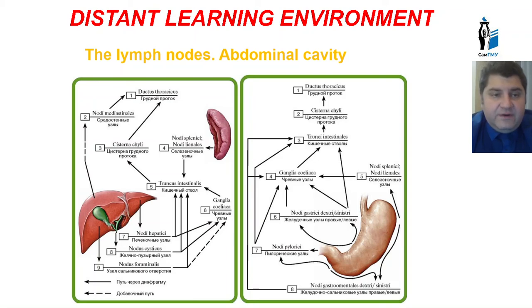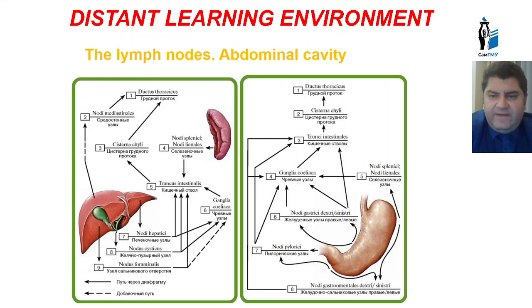And from the liver, you may see at the left picture, lymph passes to hepatic nodes, cystic nodes from the gallbladder, and also to foramin's node. And next it passes to celiac nodes, then it passes to the intestinal trunk, to cisterna chyli and thoracic duct.